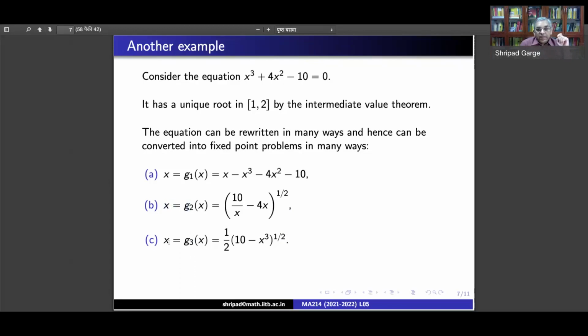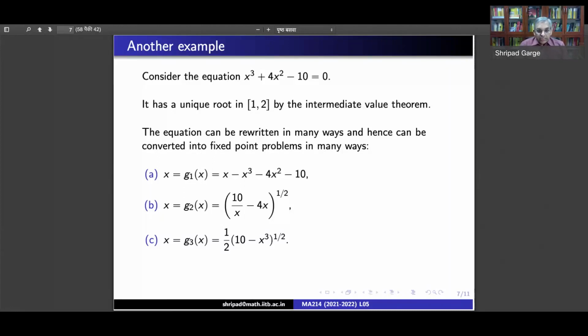And finally, we have x equal to 1 by 2 times the square root of 10 minus x cube. So once again, you bring this 2 in the denominator to this side. You get 2x equal to the square root of 10 minus x cube. Now you take the squares on both sides. So you get 4x square equal to 10 minus x cube. Putting this 10 minus x cube to the other side will give you x cube plus 4x square minus 10. So all these three are indeed fixed point problems which give you the root of your cubic.